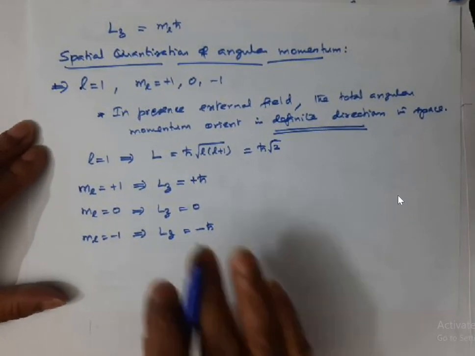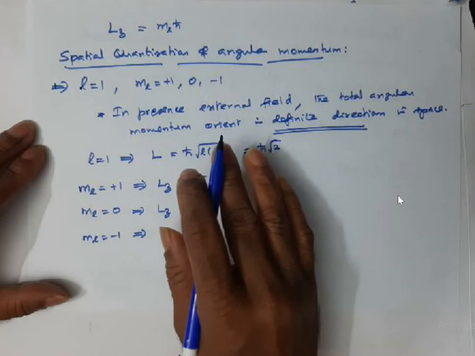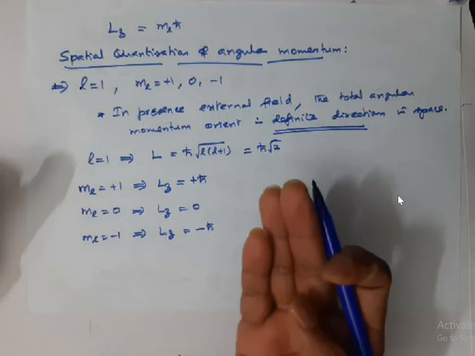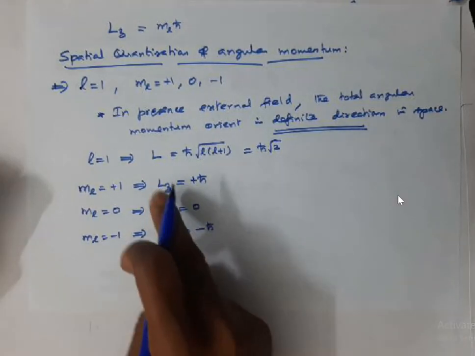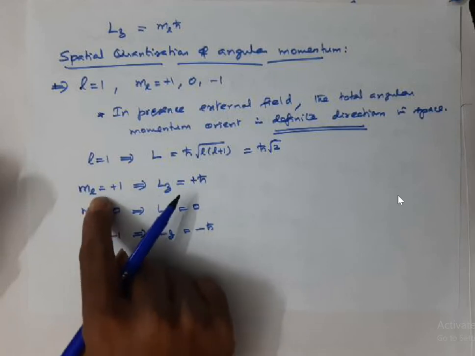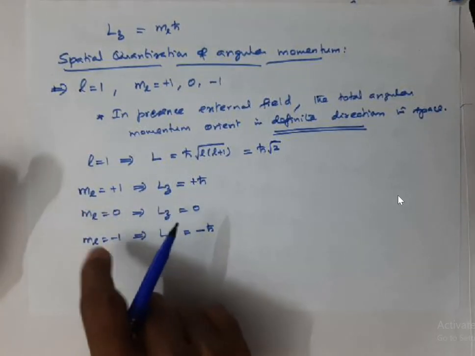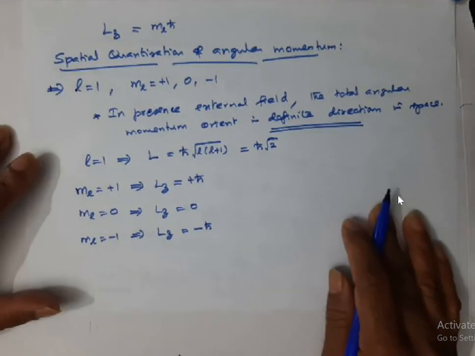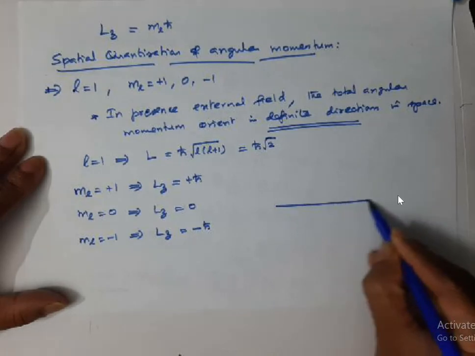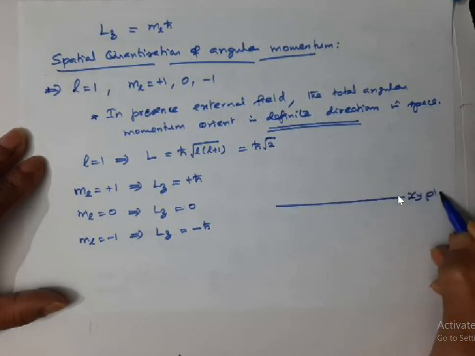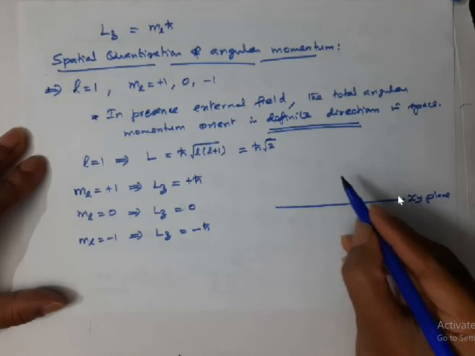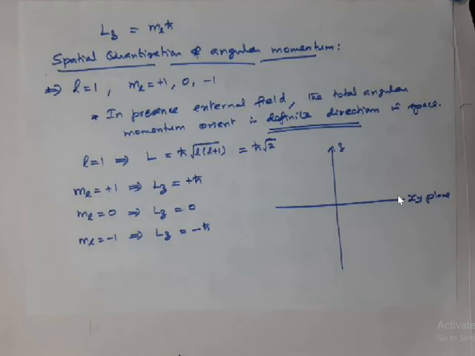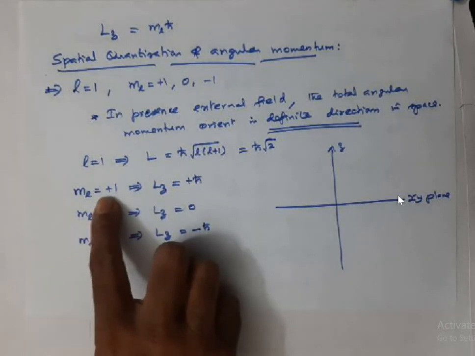Now, in the presence of an external field, how will the total angular momentum orient in definite directions? Actually, it orients in 3 different directions based on the values of ml: plus 1, 0, and minus 1. What are the directions? Let me show here. Take this as the xy plane, and this is the z-axis. First, let me consider ml equal to plus 1.